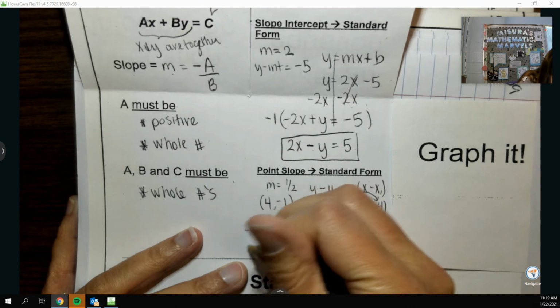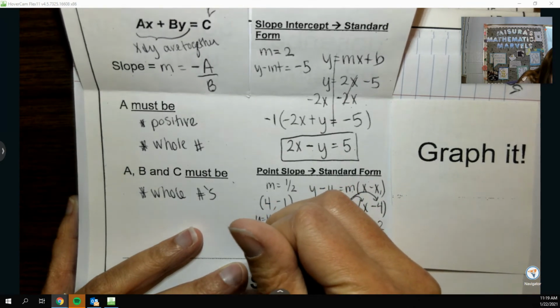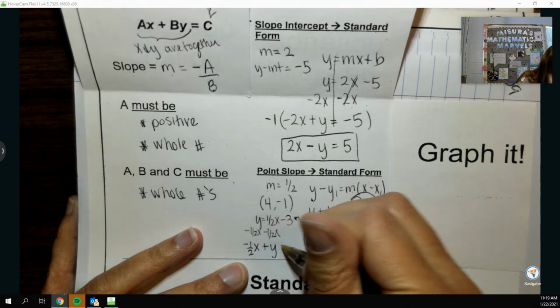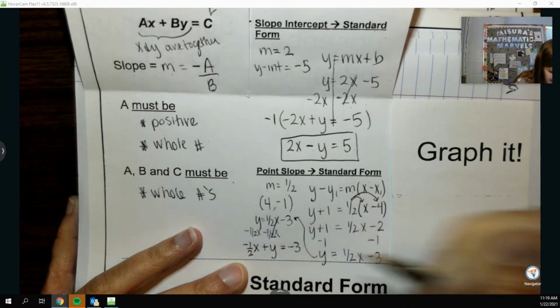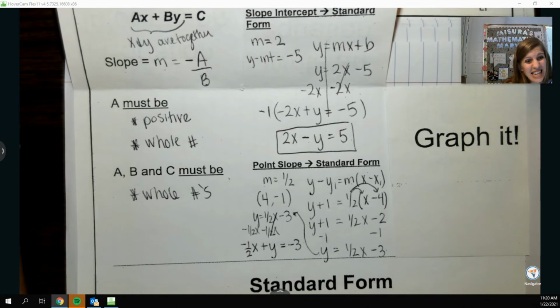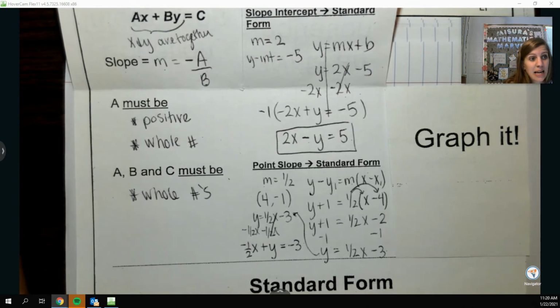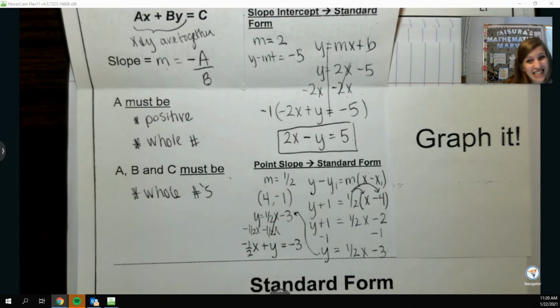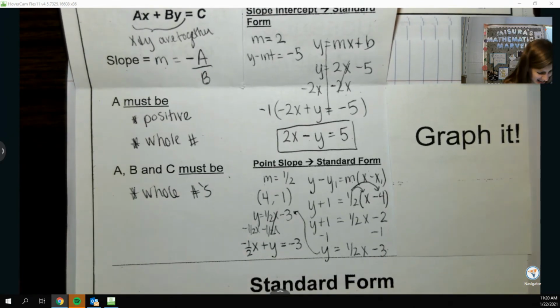And then we'll put it in alphabetical order, so negative half x plus y, because it's positive, equals -3. And then, like I did on that last one, I need for a to follow two rules. It needs to be positive, and that's not. And it needs to be a whole number, and it's not.